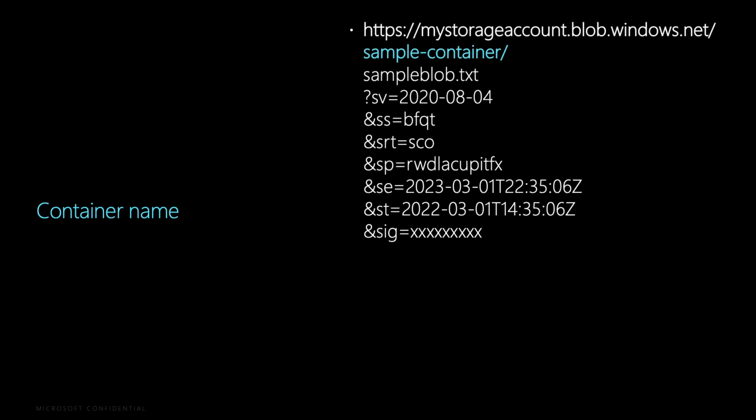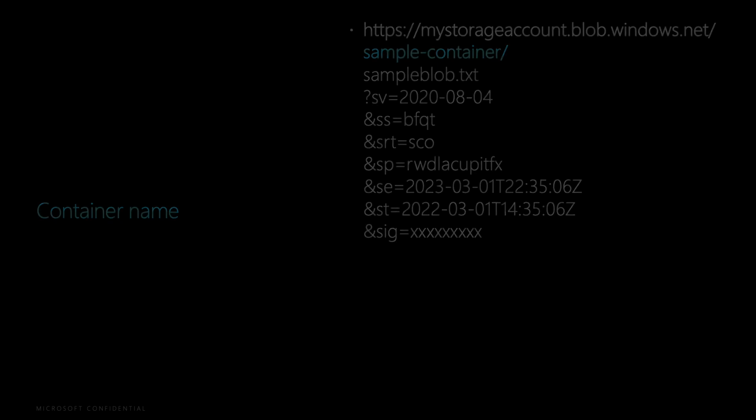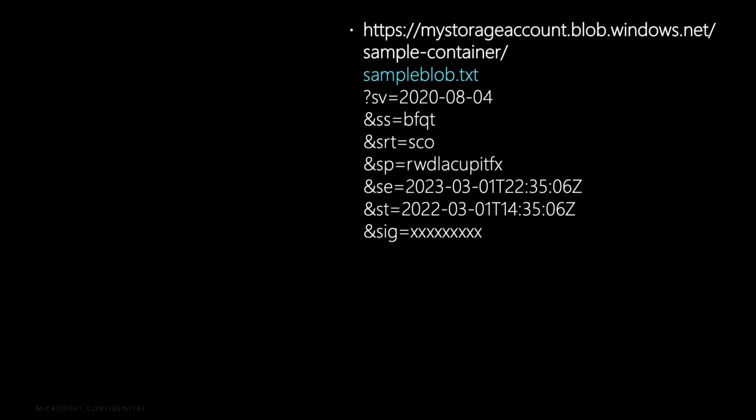The second subsection, following the /, is the name of our container. Here we have named the container sample container. In the case of blob storage, the second part following the / is the container name. The third subsection will be the blob name. If you're using SAS with a different resource like files or queues, this part of the URI will not be a blob name, of course. For our purposes of getting started with blob storage, though, this will always be the name of the blob that we are attempting to access with the SAS URI.